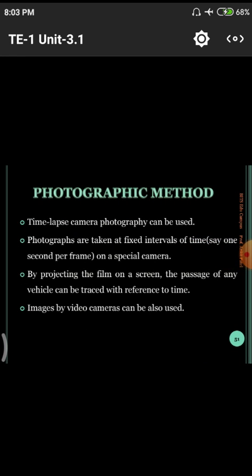Next one is the photographic method. A time lapse camera photography can be used. Normally in our photos also, for a particular 1 second or 2 seconds, a certain number of frames will be observed. So using that philosophy, time lapse camera photography can be used in these methods. Photographs are taken at fixed intervals of time, 1 second for one frame, on special cameras. In previous days, normally we had these reels in our cinemas and others.